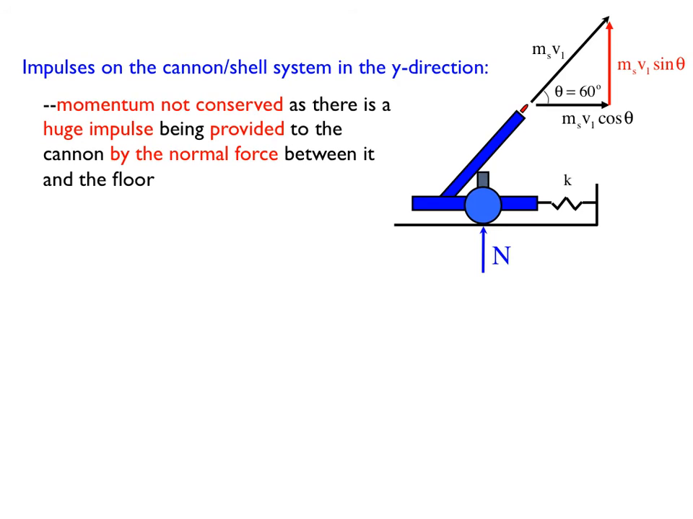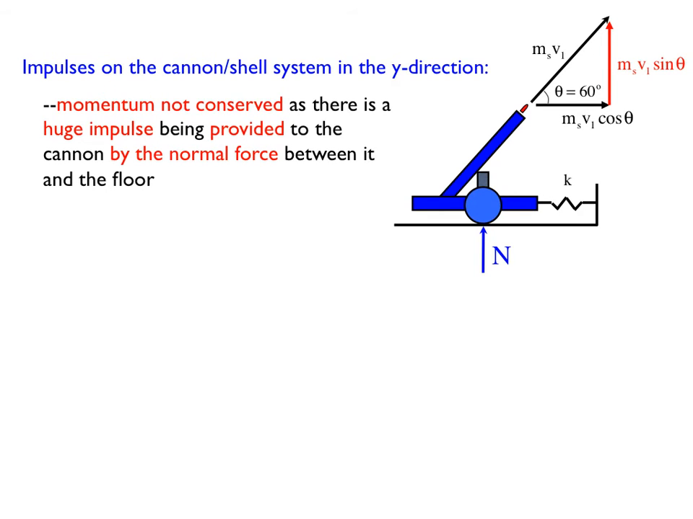So if we take a look at the cannon shell system in the y direction, there is no momentum in the system to start with in the y direction. After the cannon is fired, you have momentum of the shell in the y direction. Clearly, if you had none to start with and you ended up with some, momentum has not been conserved. And this is exactly what we expected.